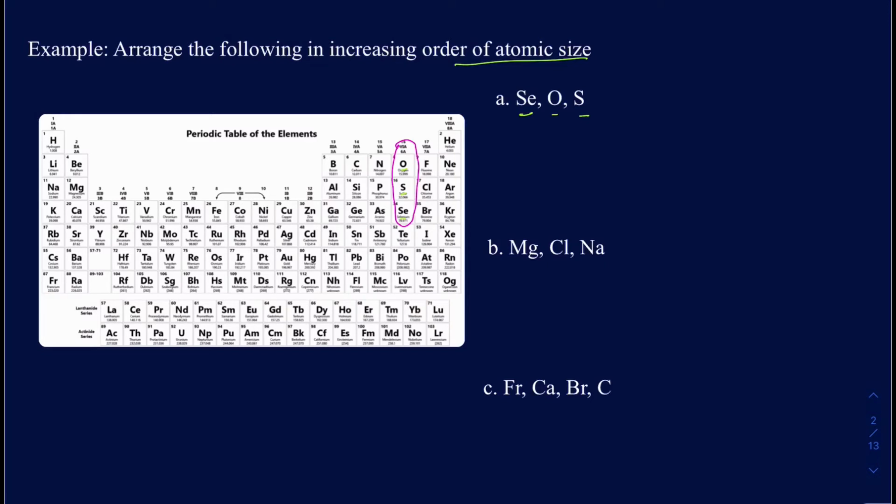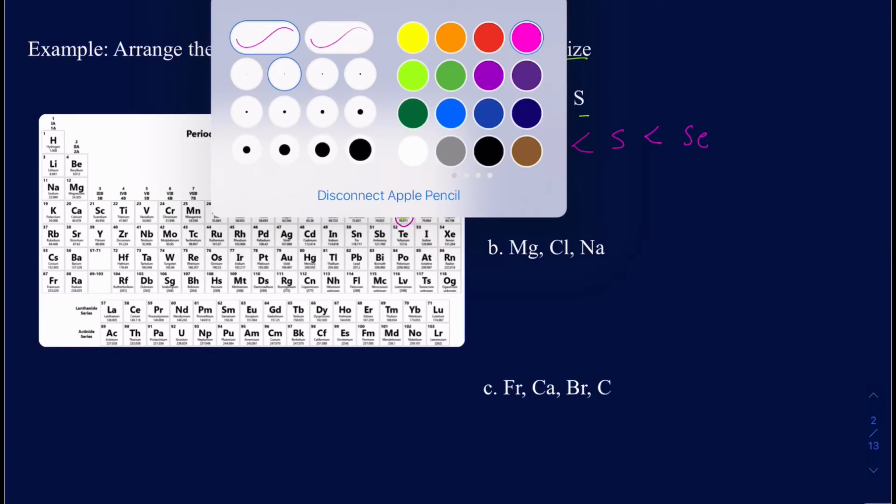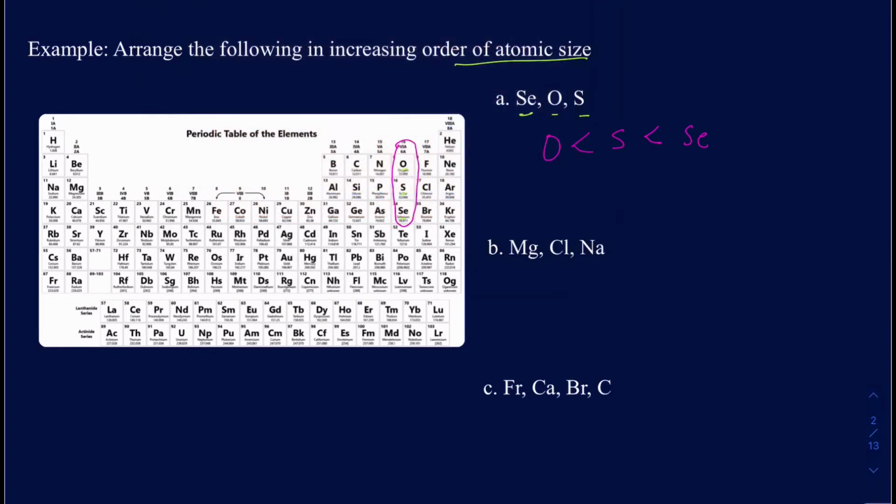And since they are in the same group, as you go down the group, your size increases. So what that really means is oxygen in this particular one is going to be the smallest in size, followed by sulfur, that's going to be bigger than the oxygen, and then selenium is going to be the biggest in this particular set. Okay, let's look at maybe another example there.